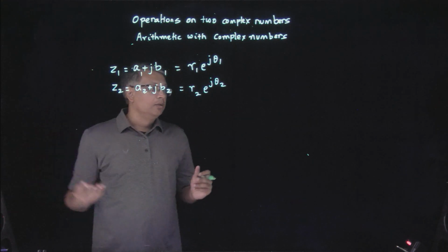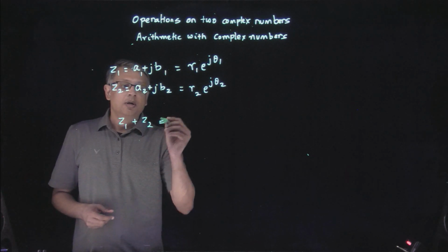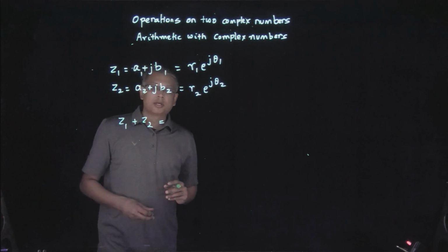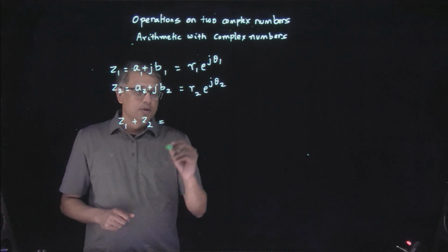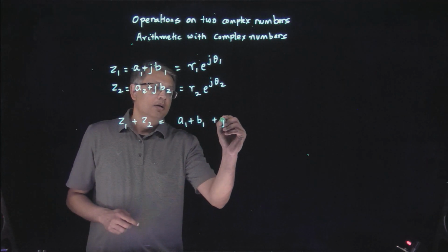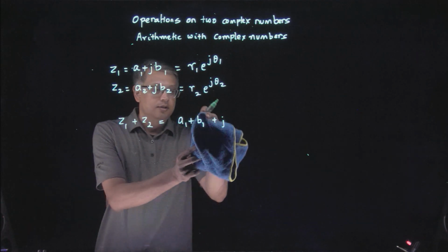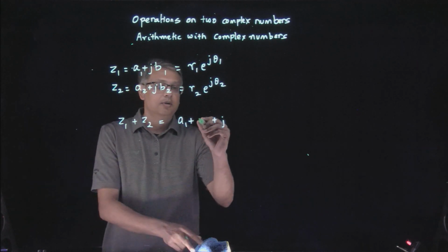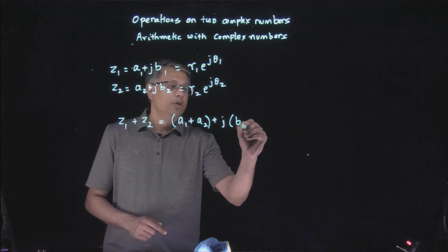So how do you add two complex numbers? z1 plus z2, you would simply add the real parts and you would simply add their imaginary parts. And so the real part of z1 plus z2 becomes a1 plus a2, sorry, and the result is a1 plus a2 plus j times b1 plus b2.